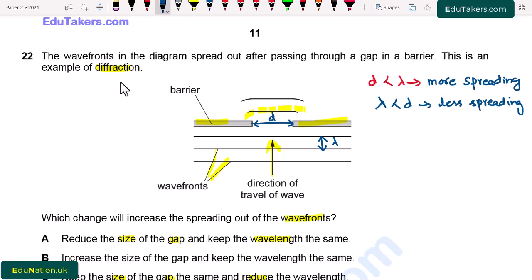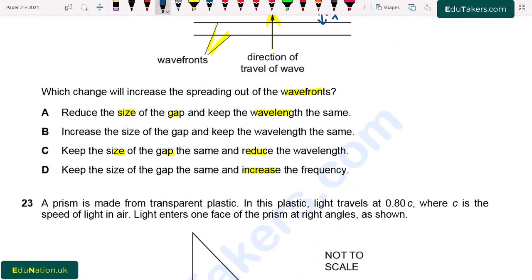So here we have to increase the spreading. What we have to do? For more spreading, the wavelength should be larger and the gap should be smaller. In our case, reduce the size of the gap and keep the wavelength same. So here A is correct because here we have to keep the wavelength same.